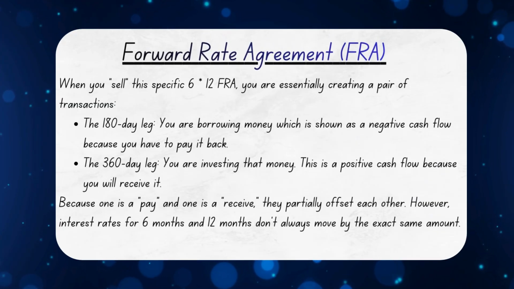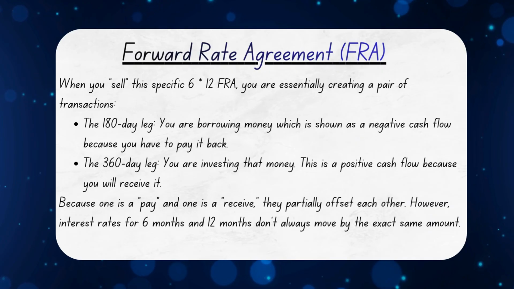When we sell this FRA, we're basically doing two things at the same time. First, we borrow money for 180 days. That's money going out, so it's a negative cash flow. Then we invest that same money until 360 days. Money coming back in, so that's positive. These two almost cancel each other, but rates don't always move exactly the same.